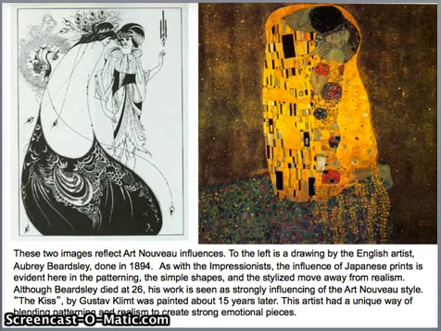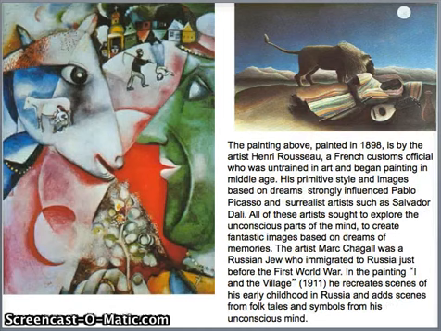Now, Aubrey Beardsley died at the young age of 26, but his work is seen as strongly influencing the Art Nouveau style. He was sort of the precursor of the style. Now on the right we have a famous work called The Kiss by Gustav Klimt, and this was painted about 15 years later. Honestly, Gustav Klimt is one of my favorite artists because he was a master at combining realism with abstraction, and he also created very strong emotional pieces with simple statements.